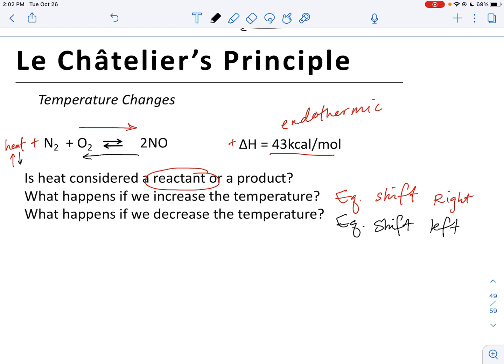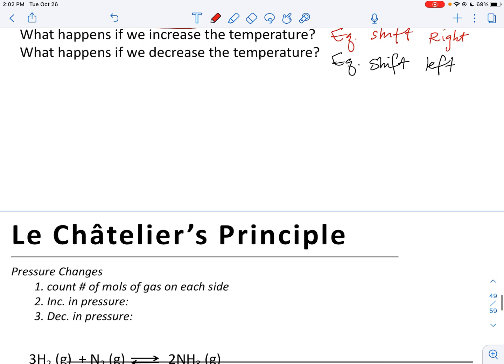Alright, so there's an example of temperature. I think I have one more thing. Okay, pressure.